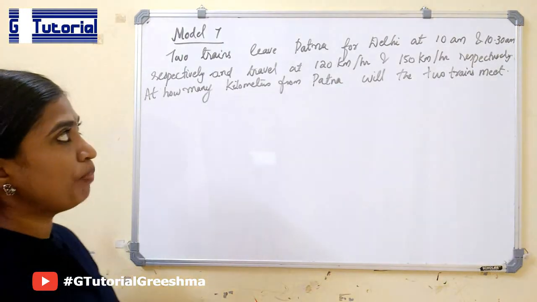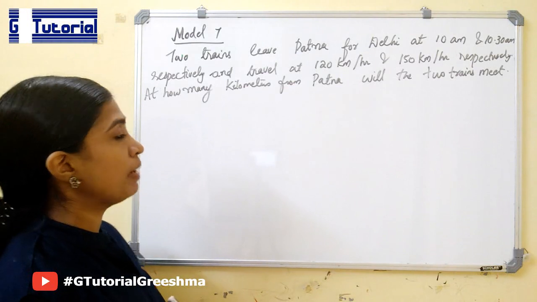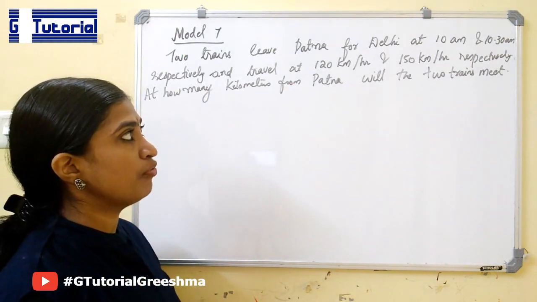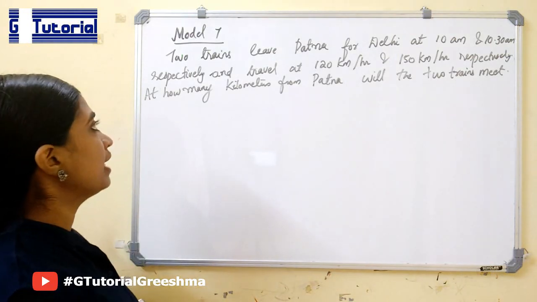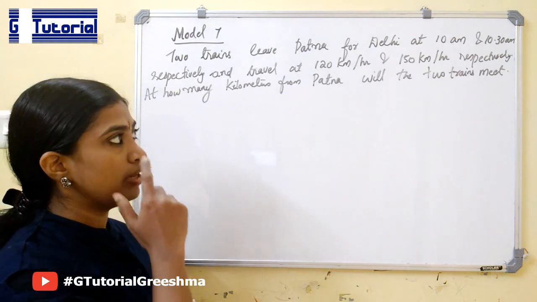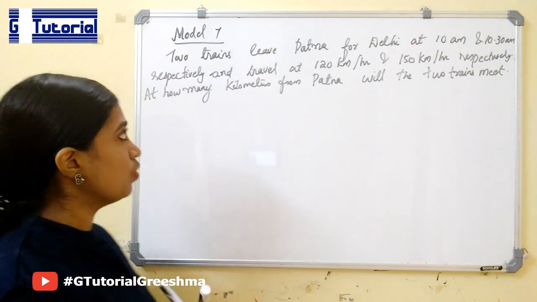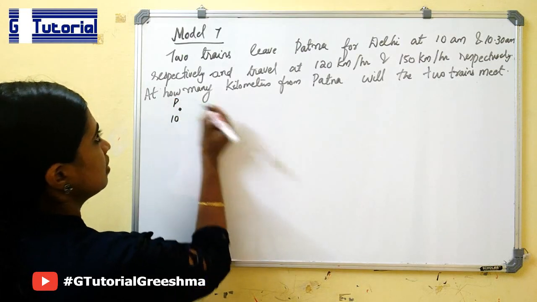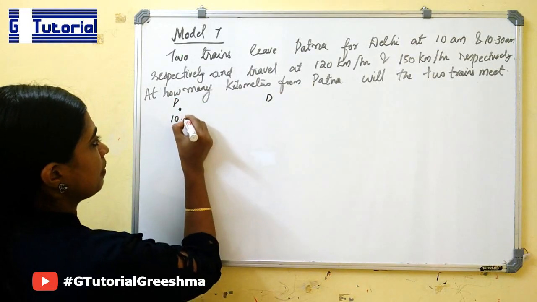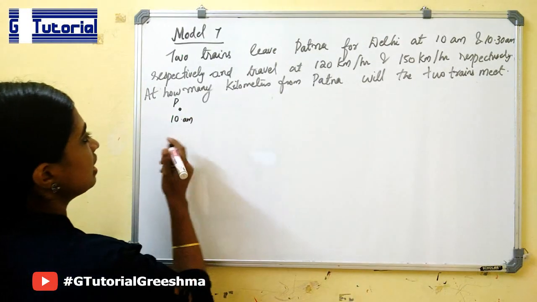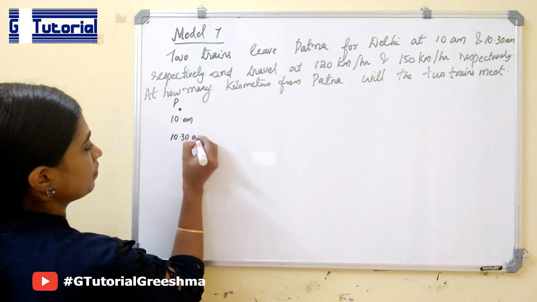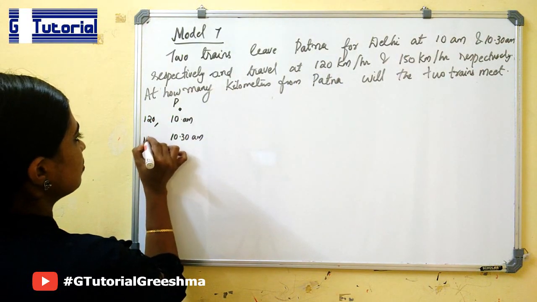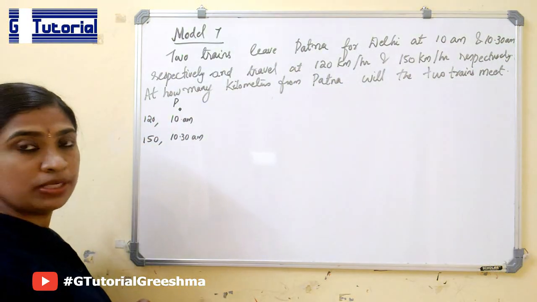Two trains leave Patna for Delhi at 10 am and 10:30 am respectively and travel at 120 km per hour and 150 km per hour respectively. At how many kilometers from Patna will the two trains meet? So there are two trains. The first train is leaving Patna for Delhi at 10 am. The next train is leaving at 10:30 am. The first train is moving with speed 120 km per hour and the second train with speed 150 km per hour.